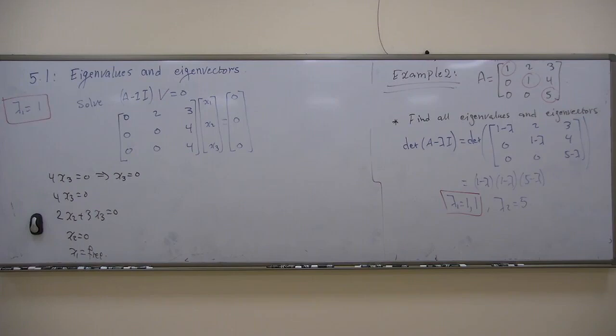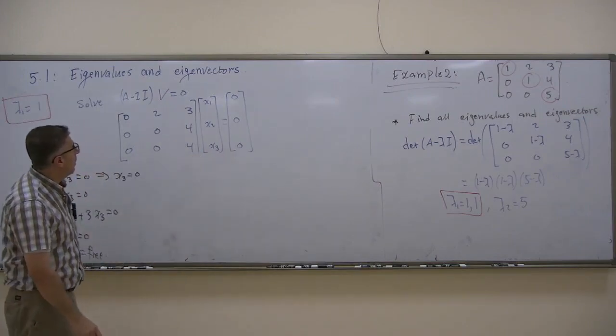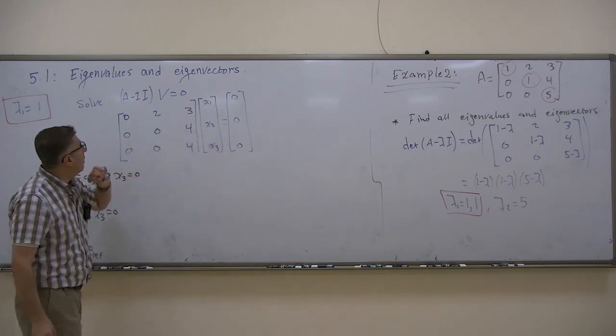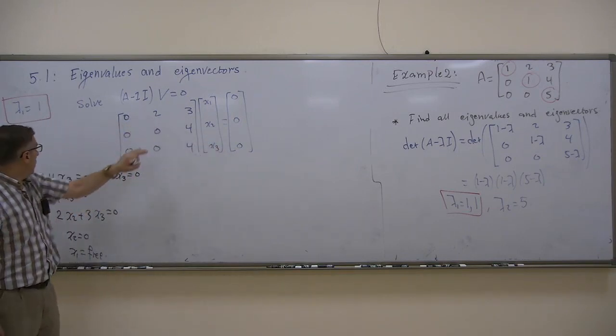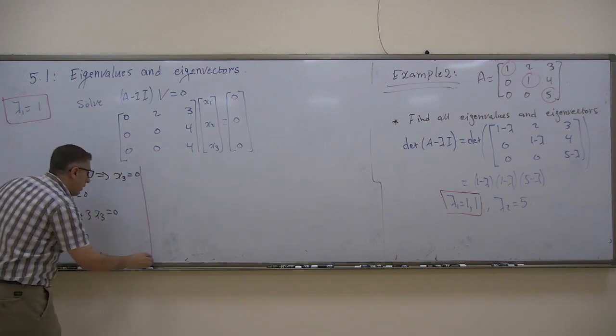Am I correct? Double check, please. From here, we get x3 equals 0. And from here, we get again x3 equals 0. And from here, we get 2x2 plus 3x3 equals 0. But x3 is 0, so x2 is 0. So we are left with x1. It is free. OK, so what are we getting here?